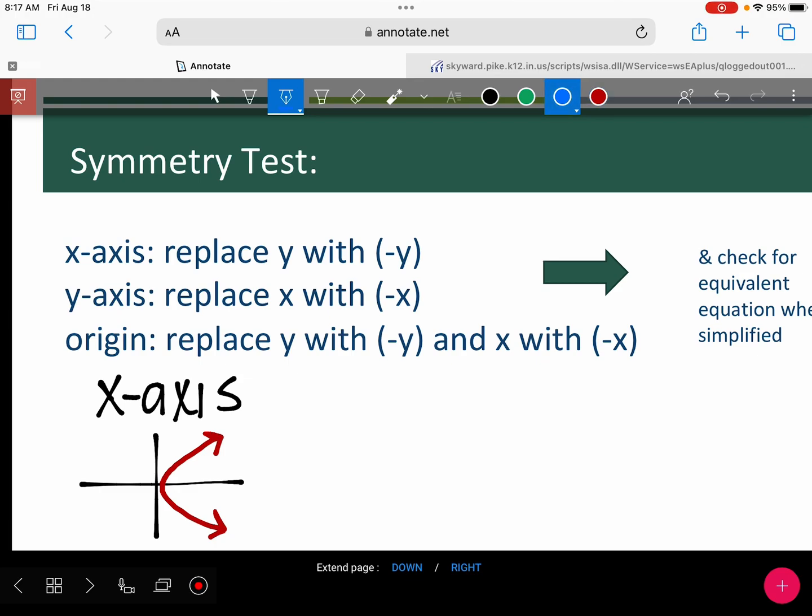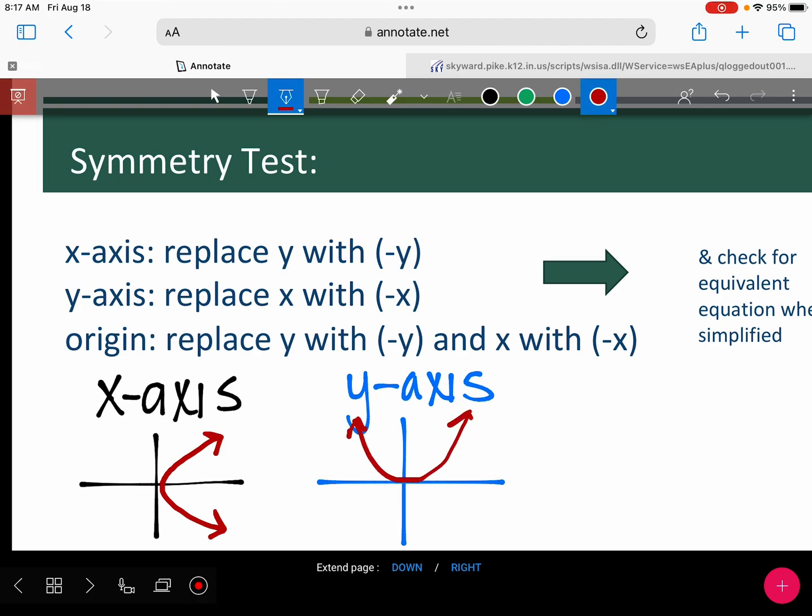Y-axis symmetry looks something like this. So do you see how with the y-axis, if you could imagine that you were taking the y-axis and folding it, the left side of the y-axis and the right side of the y-axis will match up.